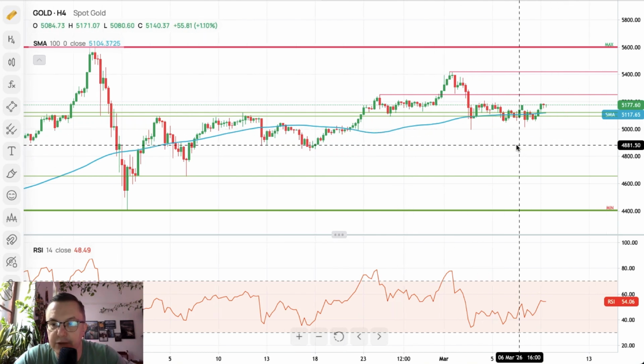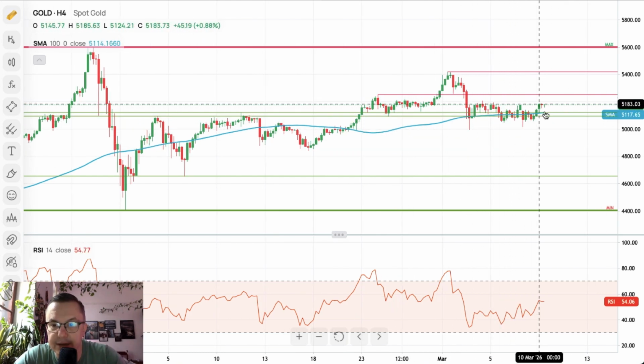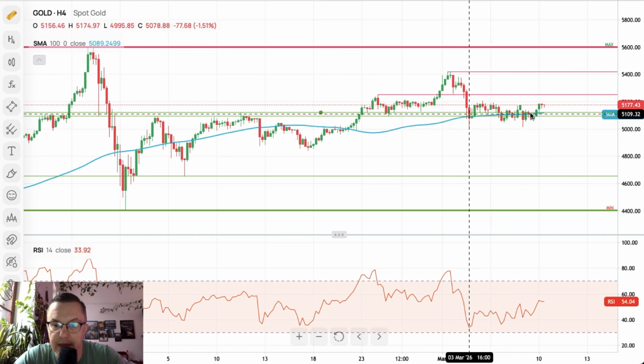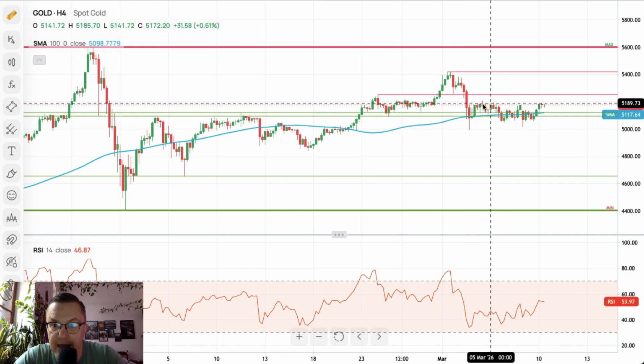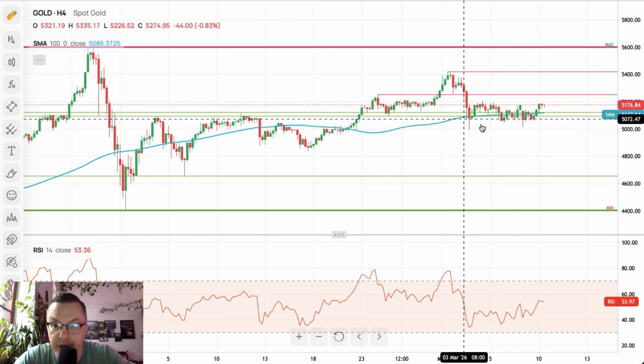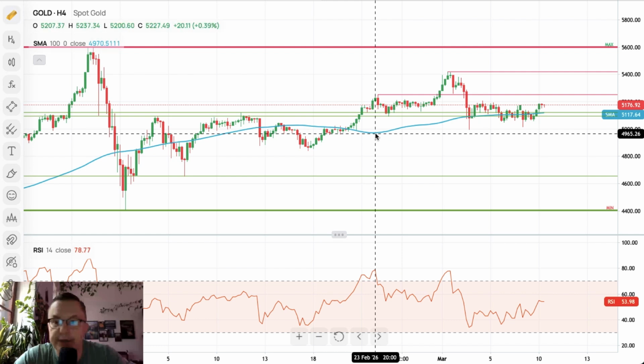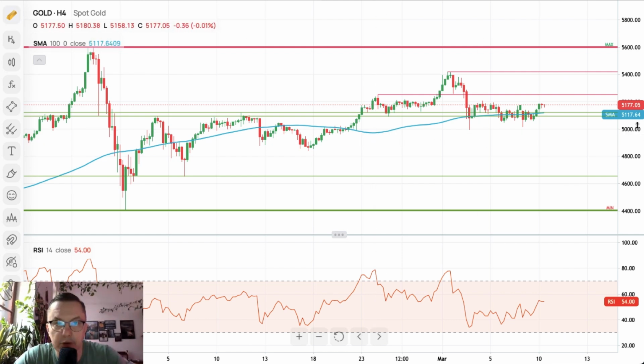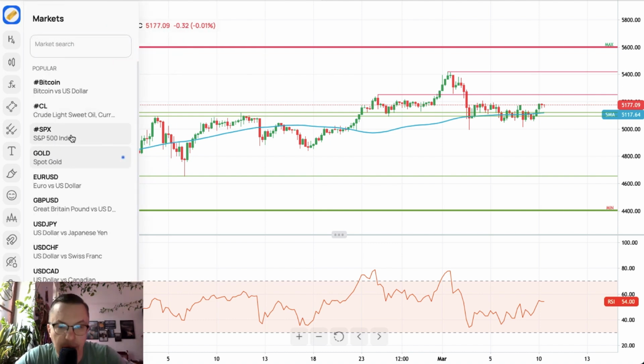Gold doesn't do anything, 5,177 inside of a narrow range. It's been like this since the beginning of last week. So as you can see, we are just hovering around the moving average 5,117. So the situation here is stable on gold for now.